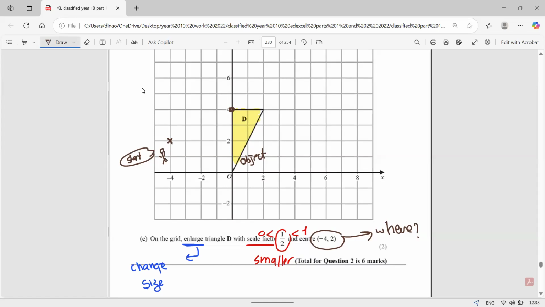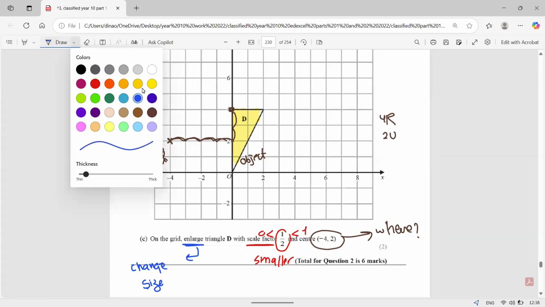Step number 3, count the squares horizontally and vertically from the center to the point. If you want to start with the horizontal motion, up to you. If you want to start with the vertical motion, up to you. So from the center to the point, we went 4 to the right, 1, 2, 3, 4, and 2 up. Okay? What do I do next?